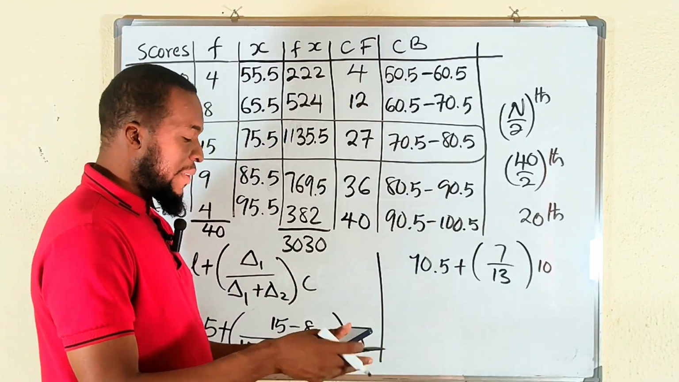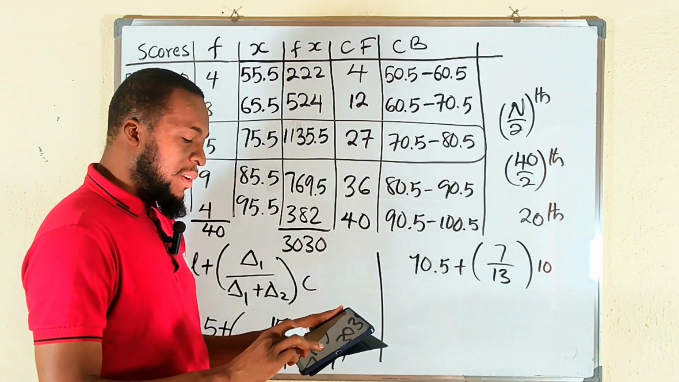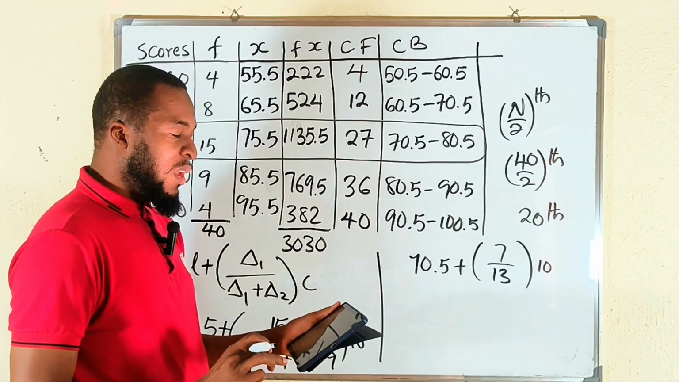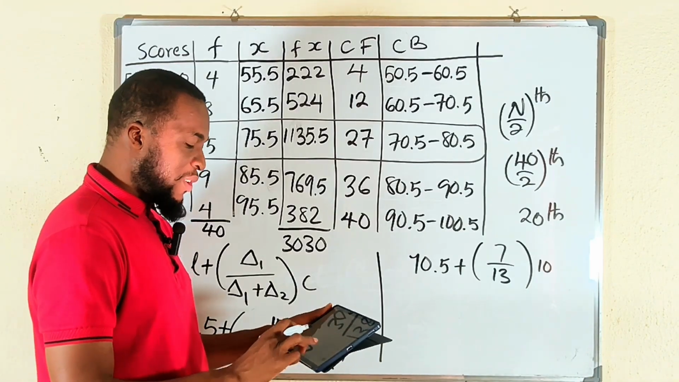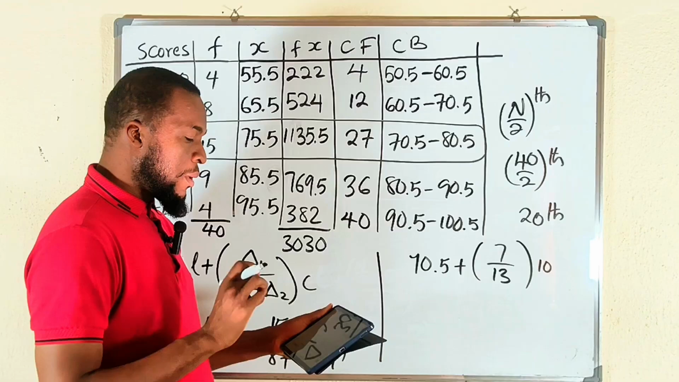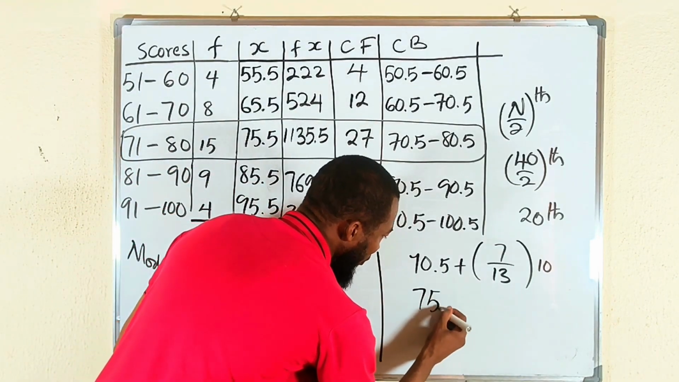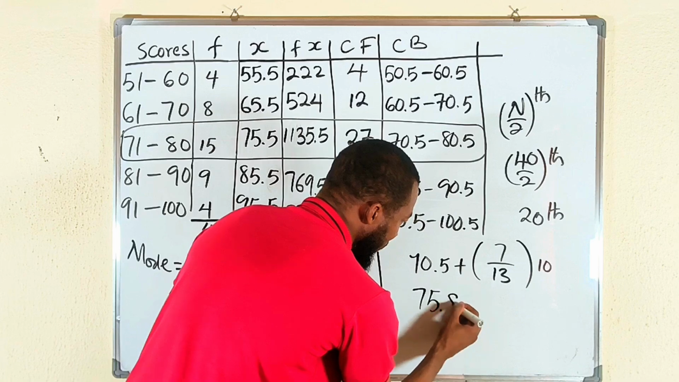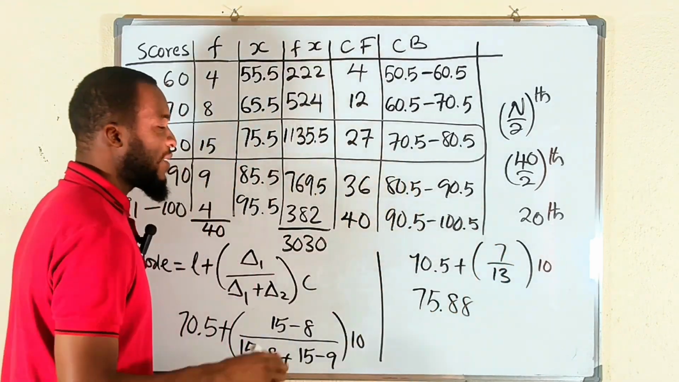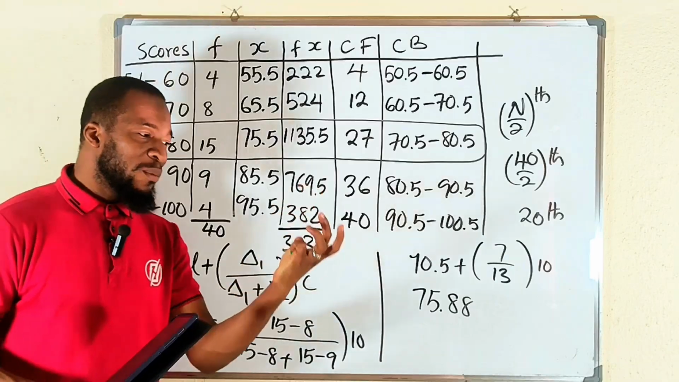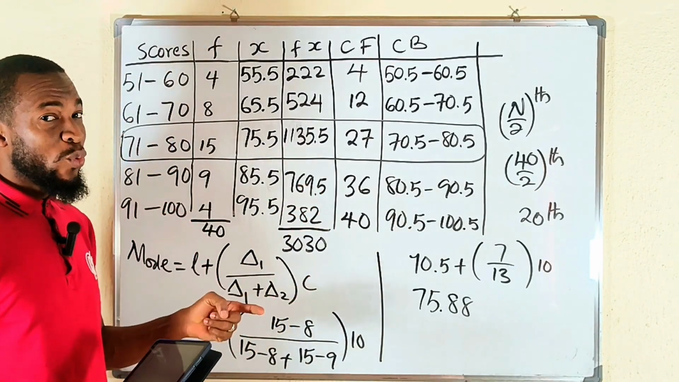So let me press 70 divided by 13 directly. And this is going to give us 5.384 something. Then you add it to 70.5. This is going to give us 75.88 in 2 decimal places. So this is the mode. You understand? So we have calculated the mean, the median, and the mode.